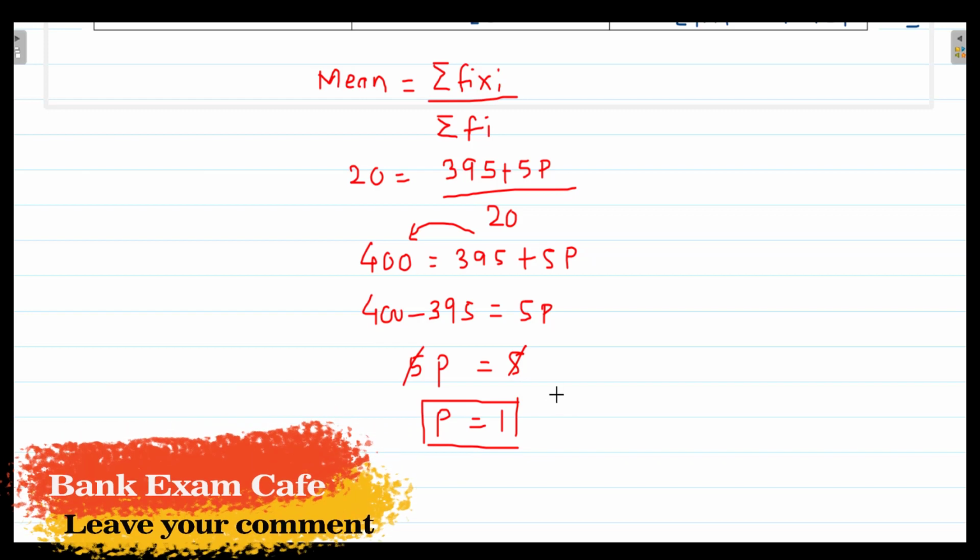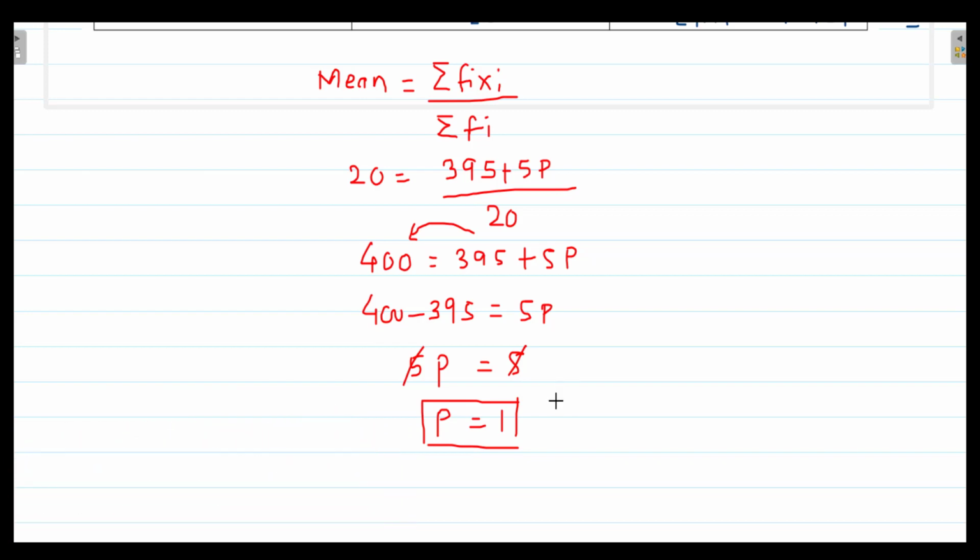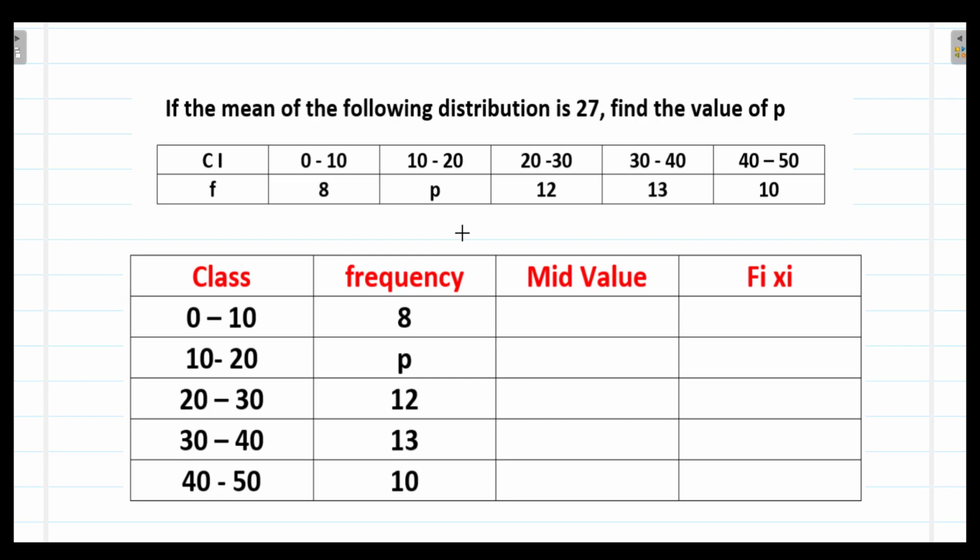So friends, let us see another question. Now in this next question we have to find the missing frequency. If the mean of the following distribution is 27, find the value of p, and the p is what? It is the missing frequency. But here the mid value of the class interval is not directly given. Class interval is given, so we will have to first find the mid value.